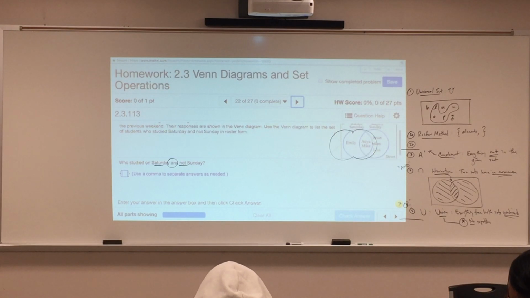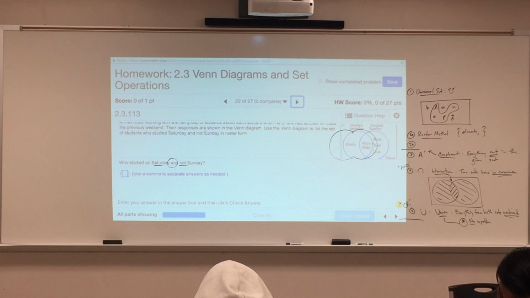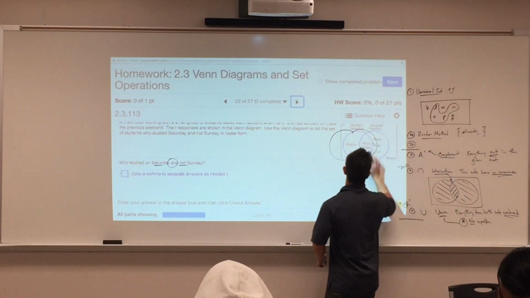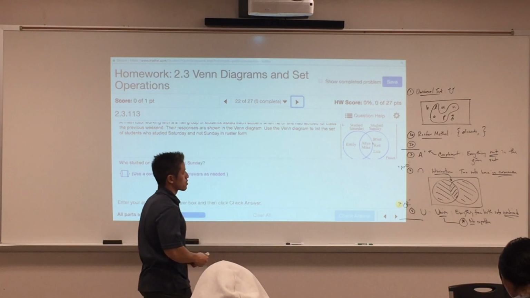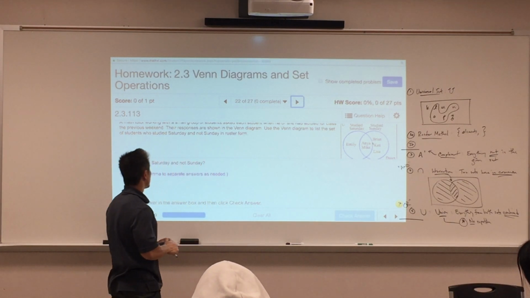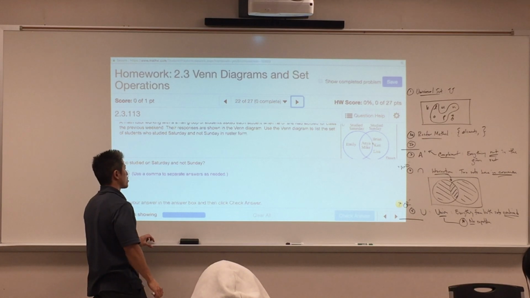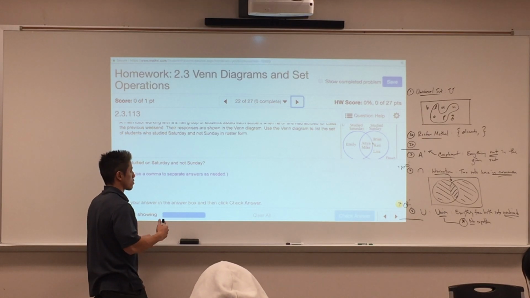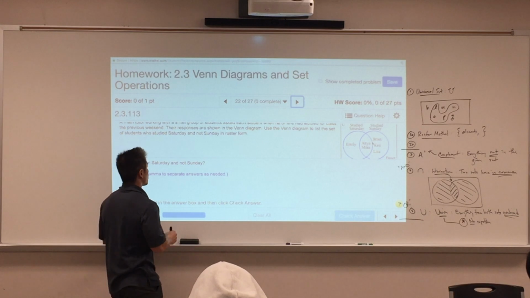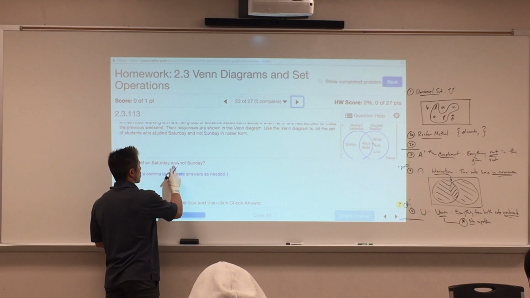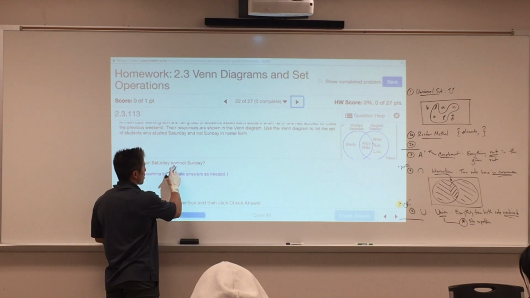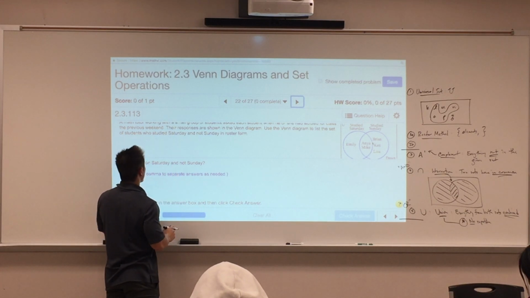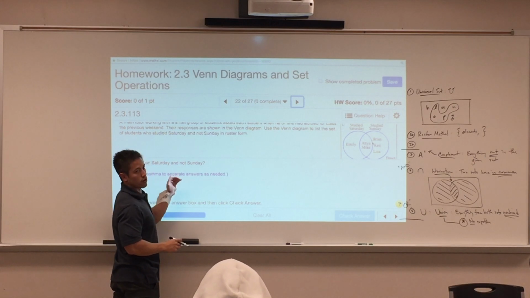Let's take a look at this one. So it says, who studied on Saturday and not Sunday? Okay, so I think that this one is potentially, and let's see who gets the right answer here. I'll type mine in. I don't think this "and" right here is meant to imply an intersection. I think the "and" right here is implied to just say, who studied on Saturday, only Saturday.